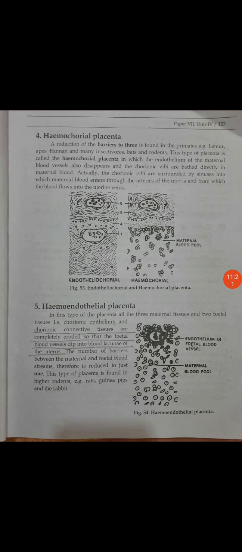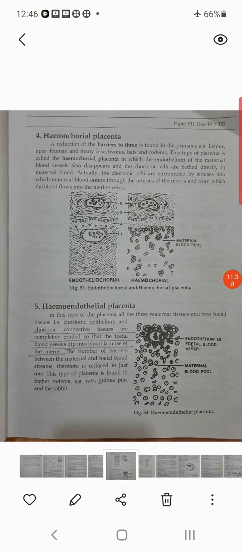So here hemochorial means both the destructions are there and the blood directly comes in contact. See here, a reduction of the barriers. First of all, reduction in the barrier occurs in the maternal endometrium, but here the barriers are 3. It is found in primates, that is lemur, apes, human, and many insectivorous bats and rodents.